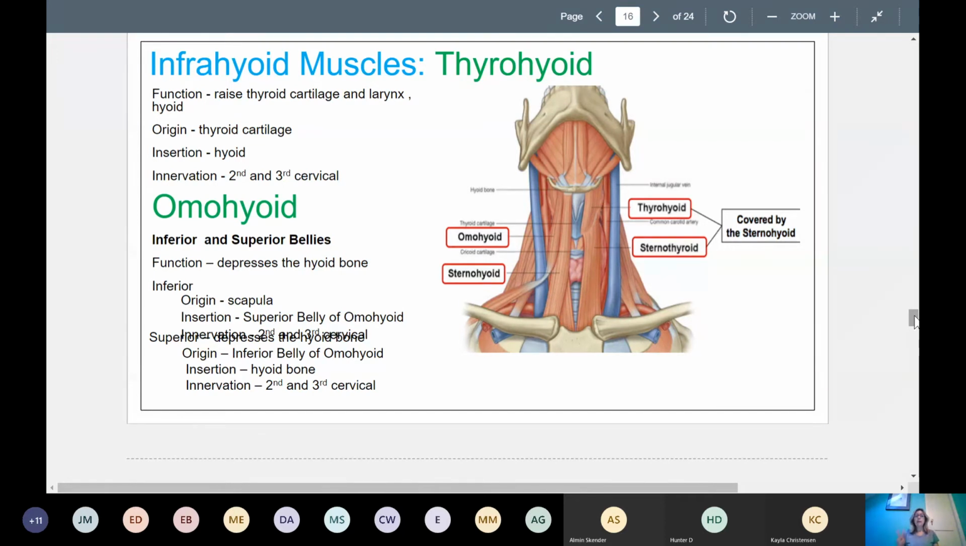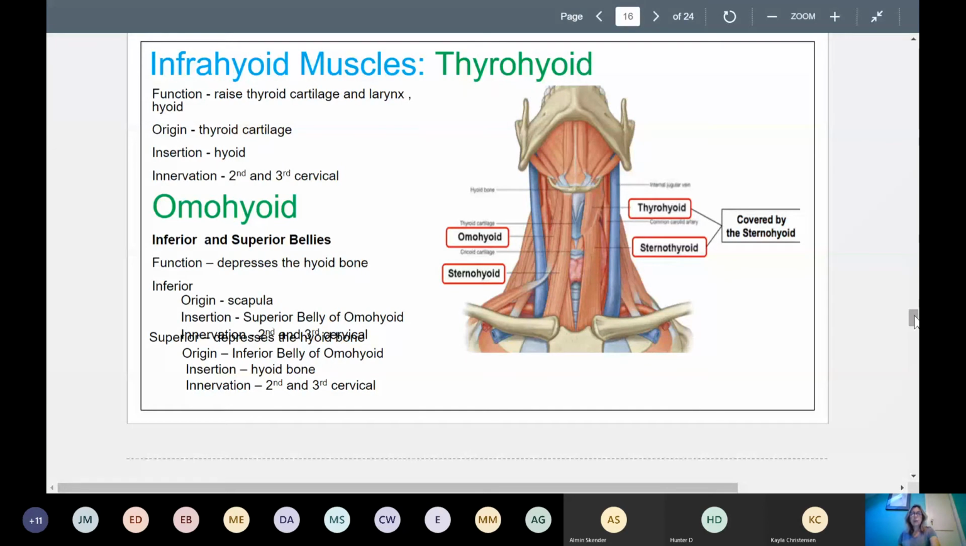The omohyoid has 2 bellies, inferior and superior, so they're going to run superior, inferior. It depresses the hyoid bone or pushes the hyoid bone down, depresses. Its origin is the scapula. And then the superior belly of the hyoid, so let's look at the picture.